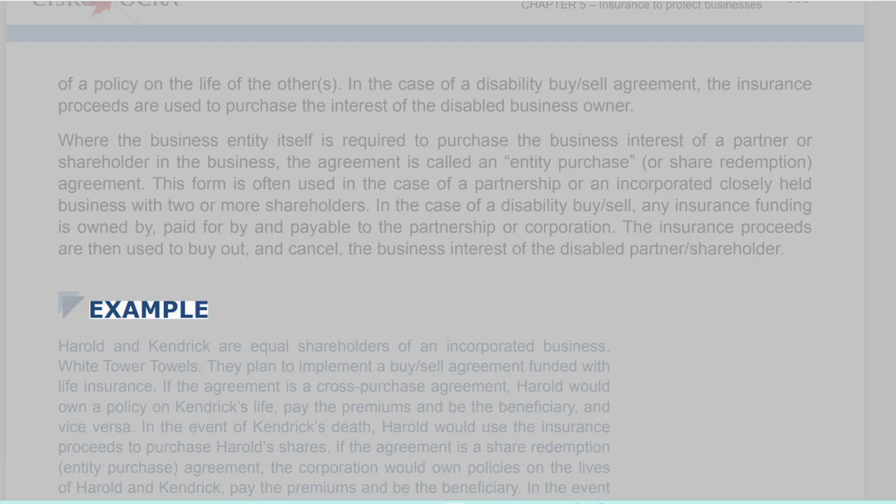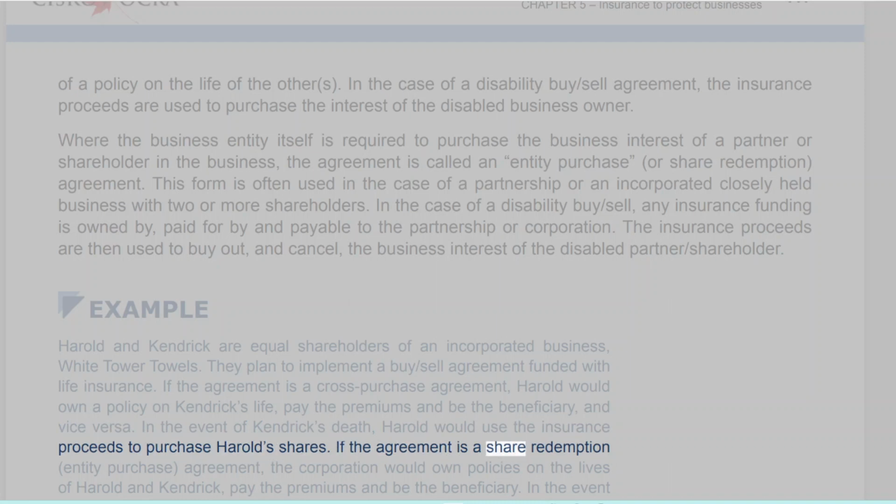Example: Harold and Kendrick are equal shareholders of an incorporated business, White Tower Towels. They plan to implement a buy-sell agreement funded with life insurance. If the agreement is a cross-purchase agreement, Harold would own a policy on Kendrick's life, pay the premiums and be the beneficiary, and vice versa. In the event of Kendrick's death, Harold would use the insurance proceeds to purchase Kendrick's shares.